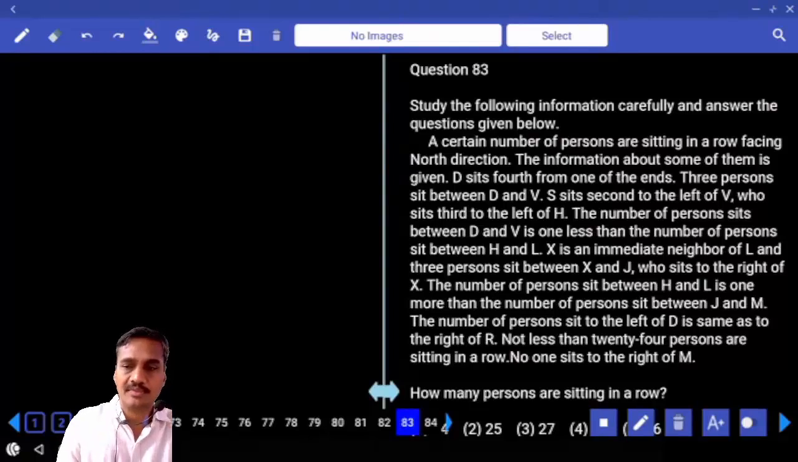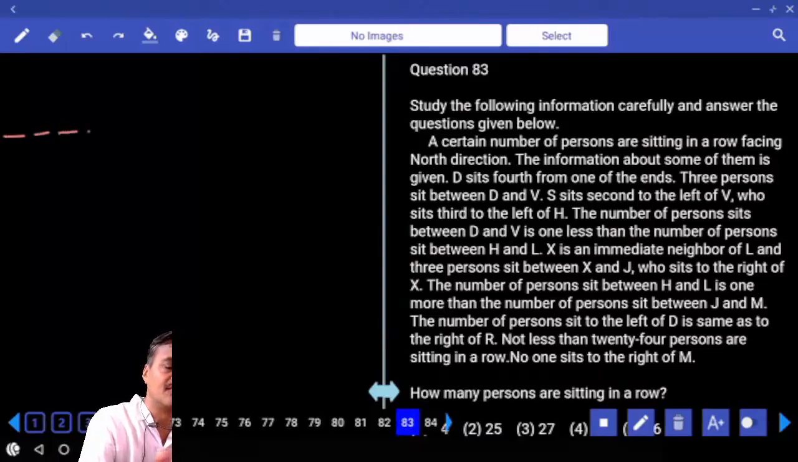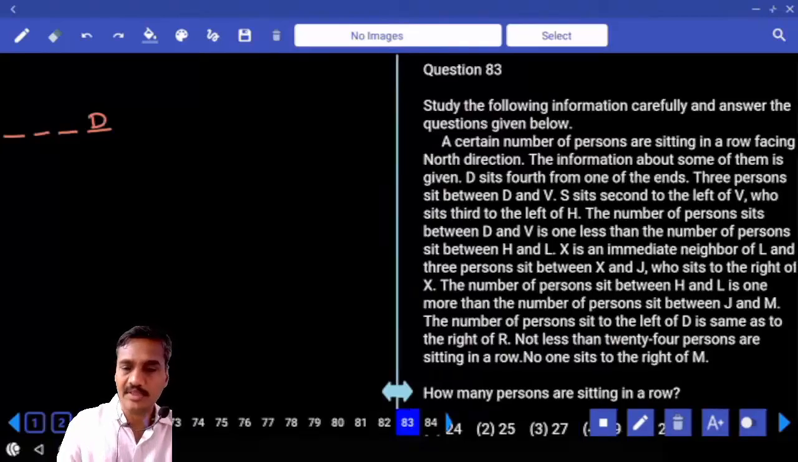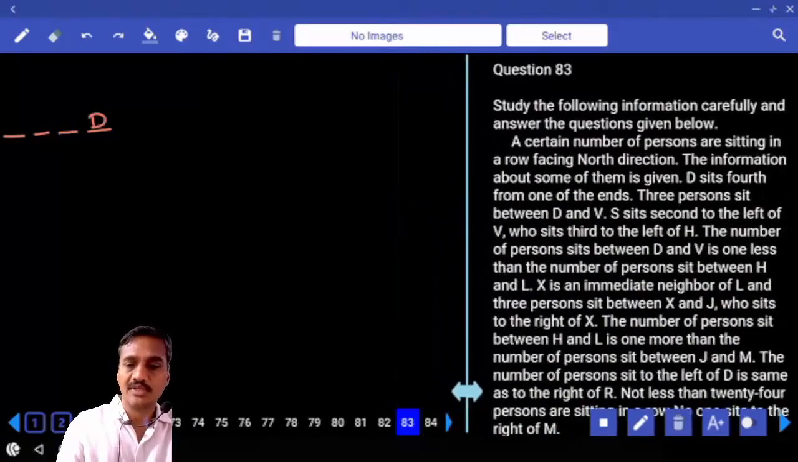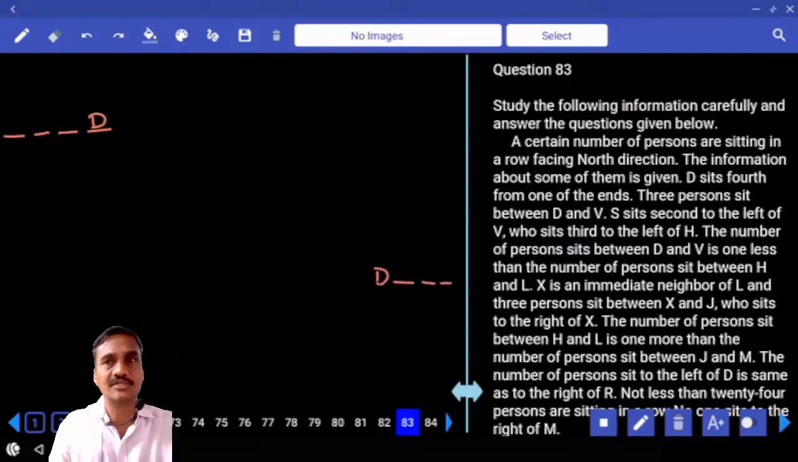Then the information about some other persons is given. D sits fourth from one of the extremes: 1, 2, 3, 4. D is fourth from one of the extremes. This is one possibility. And what is the next possibility we have? D is here. To the right-hand side of D, there must be exactly 3 people.